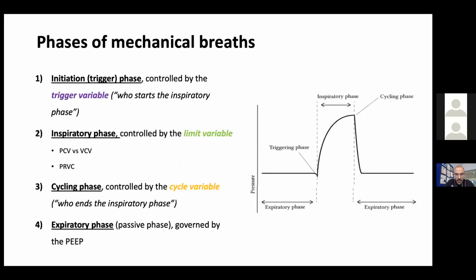The cycling phase is what ends the inspiratory phase. Again, is it the patient who is cycling from inspiration to expiration, or is it the ventilator who is doing that? And then the expiratory phase, which, as I said before, is going to be governed by the patient, and by how much PIP we are achieving. We can't do anything else than provide an end-expiratory positive pressure.